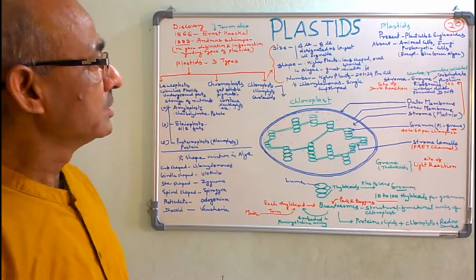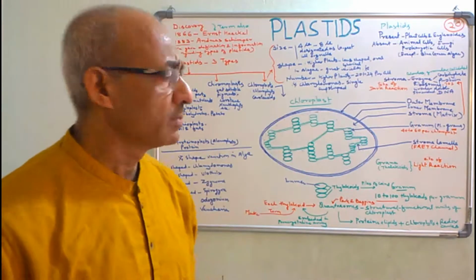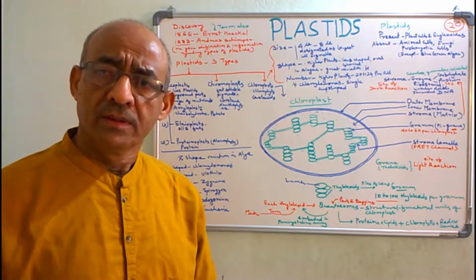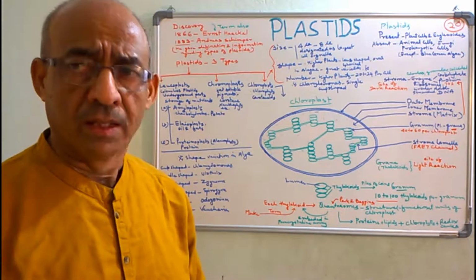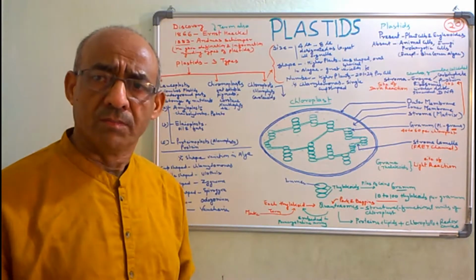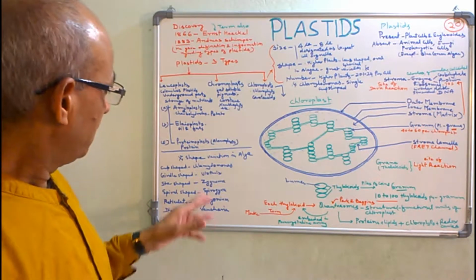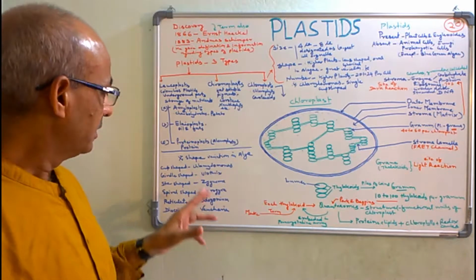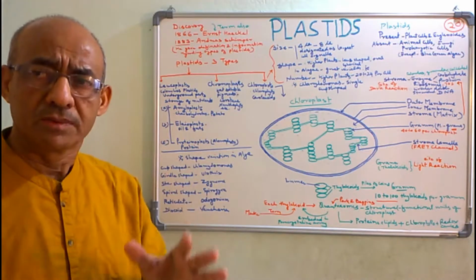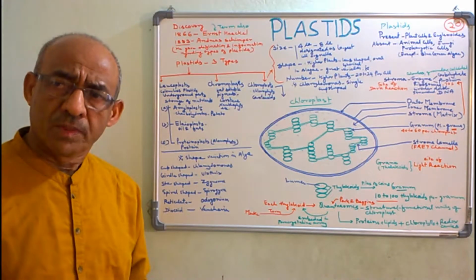In higher plants, their shape may be lens shape, oval shape, spherical shape. But in the case of algae, the shape of chloroplast varies tremendously. They may be cup-shaped. Example is Chlamydomonas. In the single cell body of the Chlamydomonas, a cup-shaped chloroplast is found.